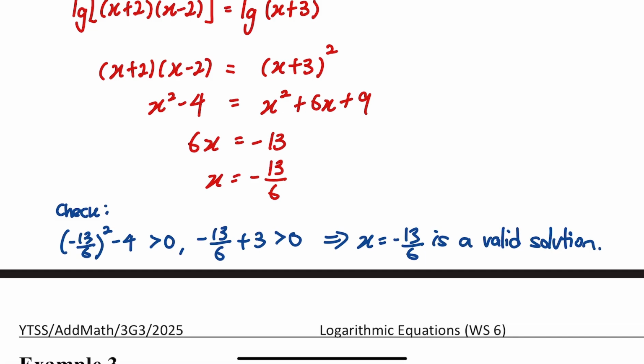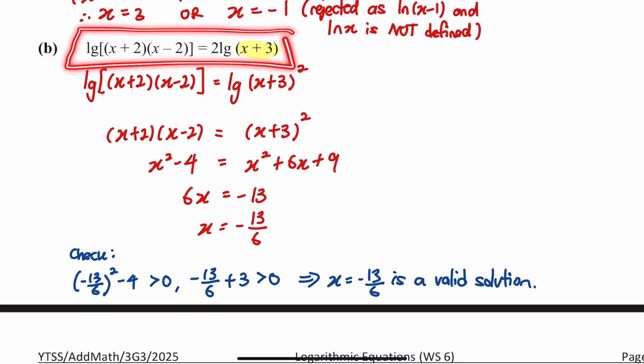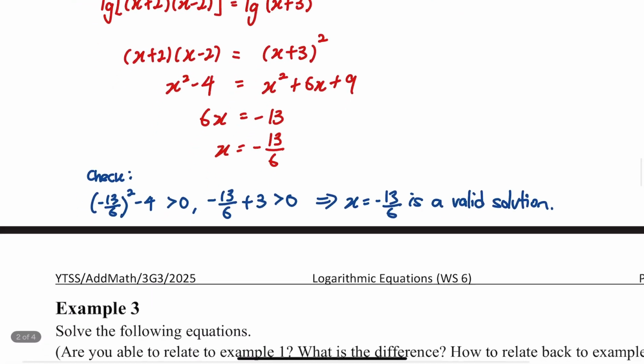So this can be a side working you can make at the side to ensure that whatever answer you get, the original equation is valid. Alright, so now let's look at example 3.